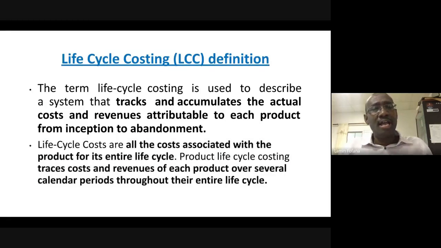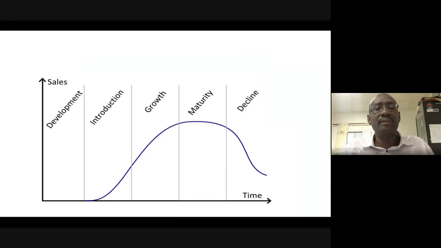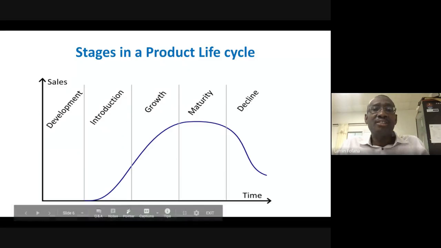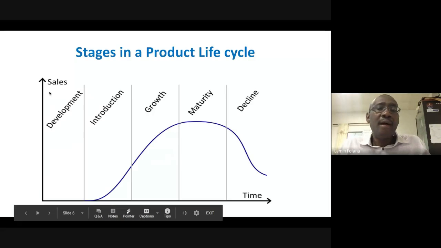Okay, so life cycle costs are all costs associated with the product for its entire life cycle. And the entire life cycle might be months, it might be weeks, it might be years. So it depends on the type of product that we are looking at. Okay, so let's look at the stages in a product life cycle. This is applicable to most products and, of course, services. The chart of the life cycle is plotted according to sales and the time period. Okay, the sales revenue and, of course, the time period.